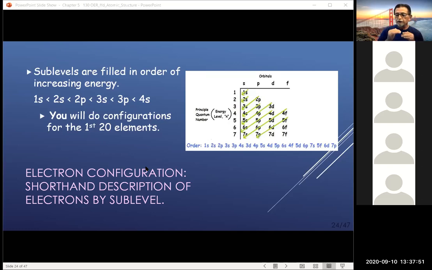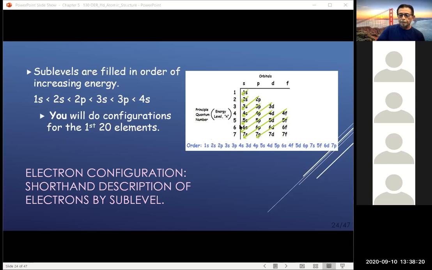But we fill them up with a specific order. Now this diagram here tells you the order. The order down here is you start off with 1s, 2s, 2p, 3s, 3p, and then you jump to the 4s, and then you jump to the 3d. The arrow here tells you, again, you start with 1s, 2s, that's the direction that you follow, okay?